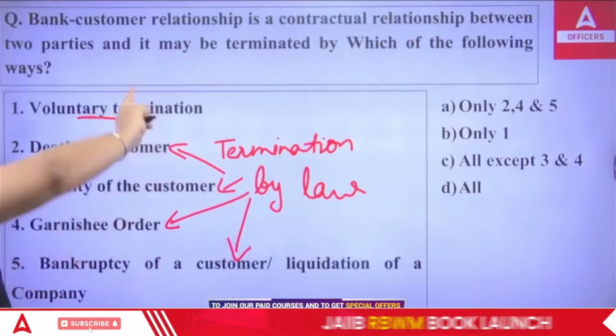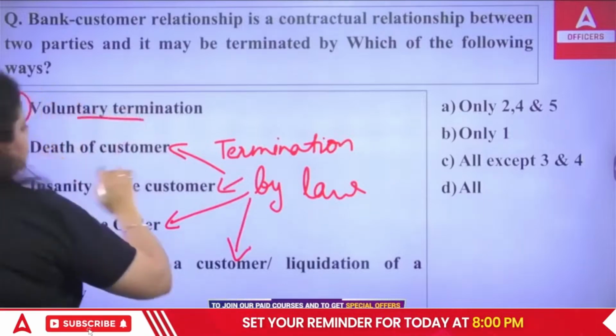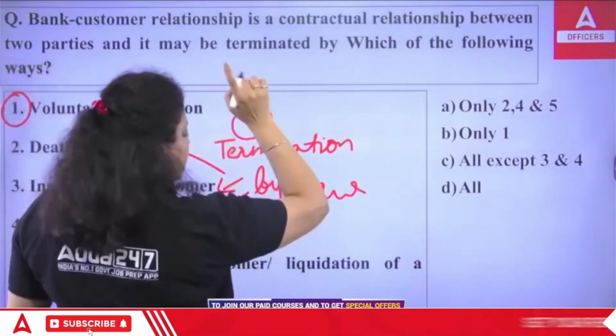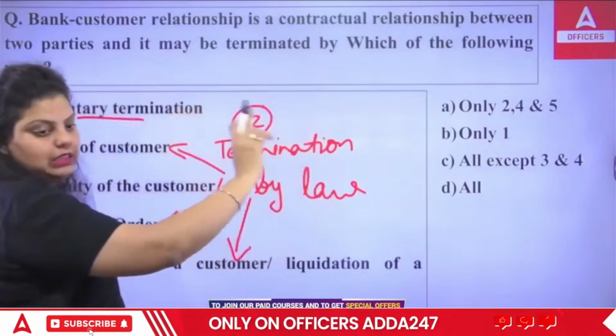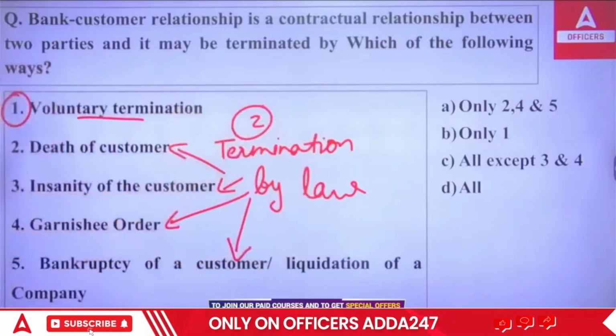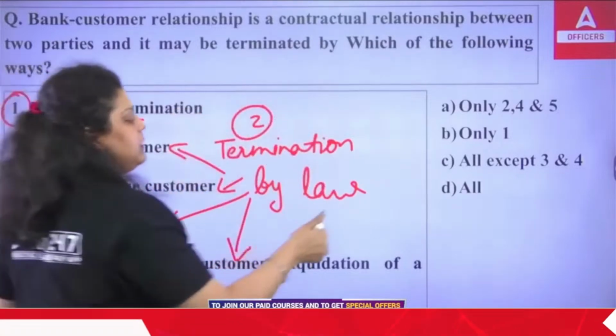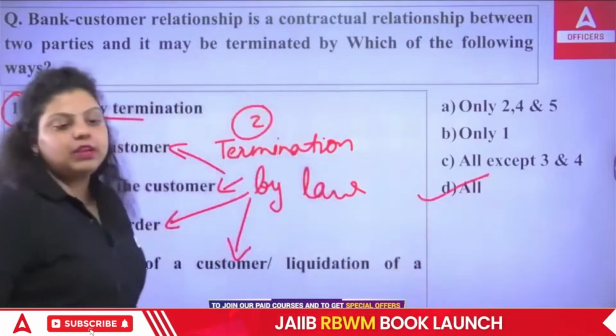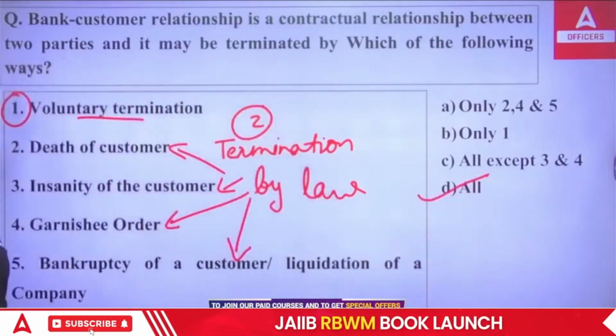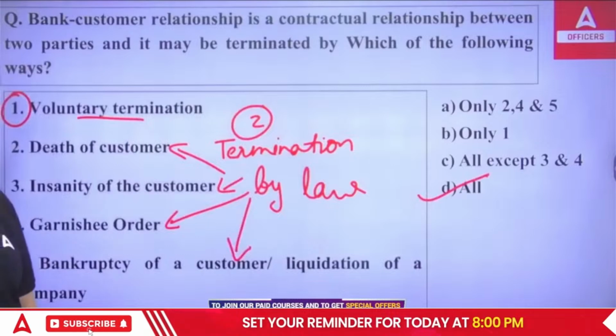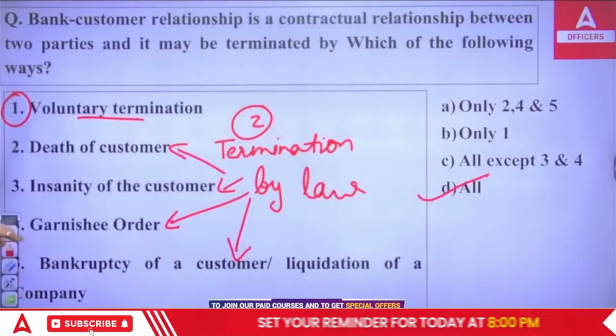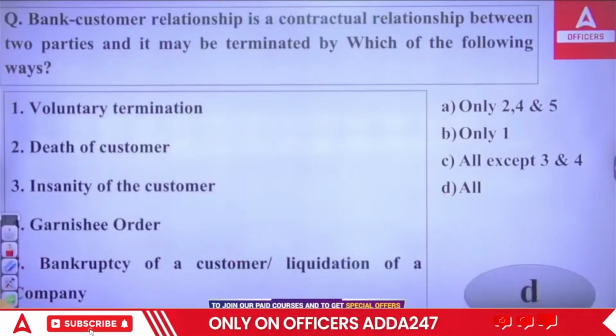So there are two ways only. The first one is voluntary termination and the second one is termination by law. Okay, and the termination by law will cover all these activities. So the right answer will be here D. All are the ways by which the termination of the contractual relationship between the bank and a customer can be done. The right answer is D. Next.